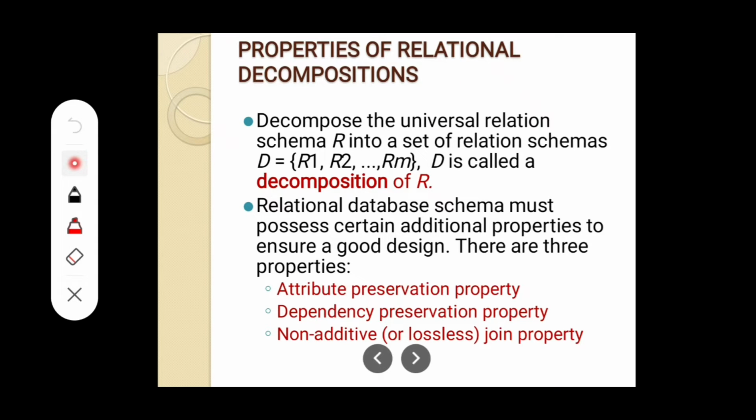A relational database schema must possess certain additional properties to ensure good design. So in order to make this decomposition in a perfect manner, we have to possess certain additional properties to make a good design. What are the properties? We are having three properties: attribute preservation property, dependency preservation property, and non-additive or lossless join property. These are the three important properties we are going to study today. Among these, the second and the third, that is the dependency preservation property and the non-additive or lossless join property, are very important properties. We used to get numerical problems based on these properties. So let us see all these properties in detail.